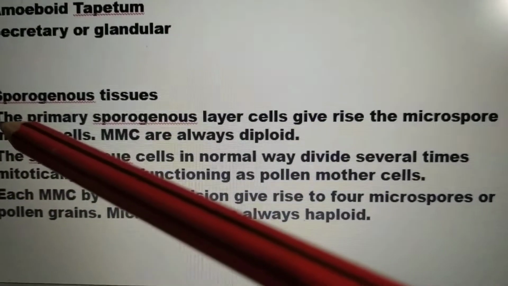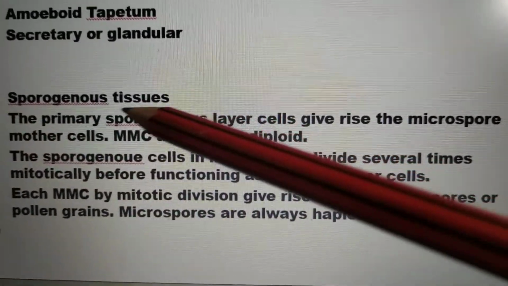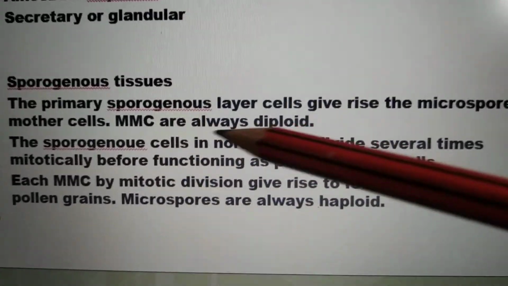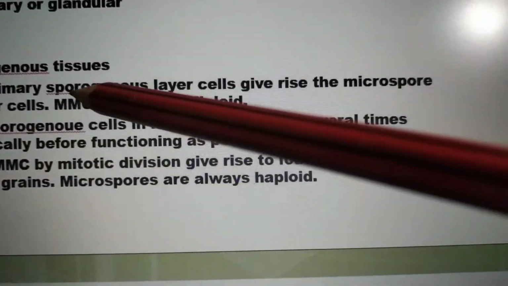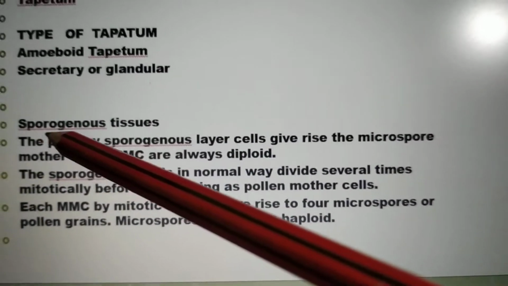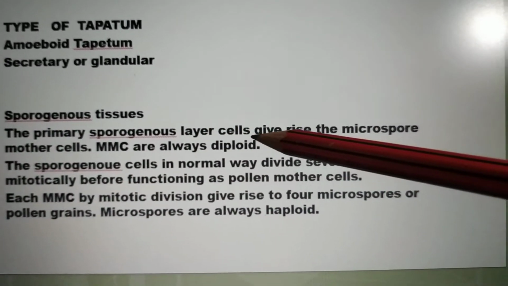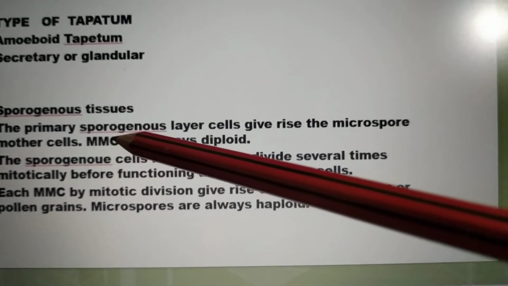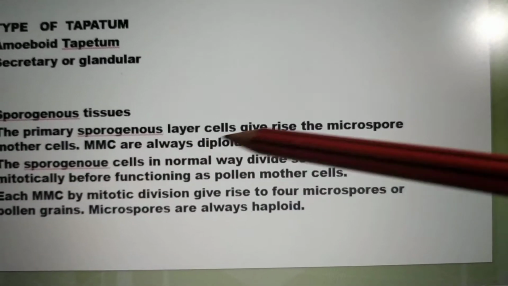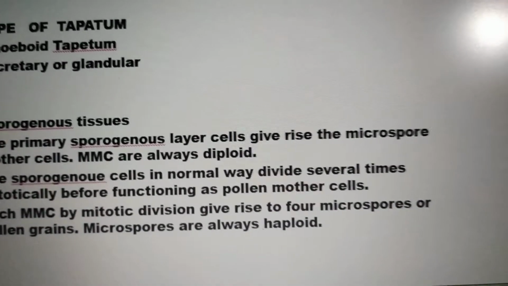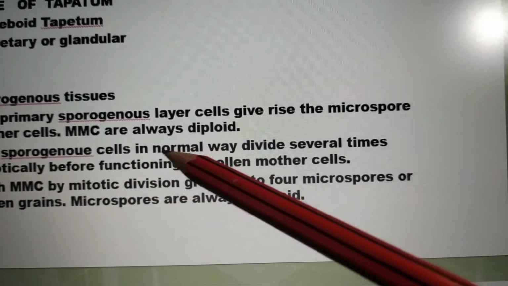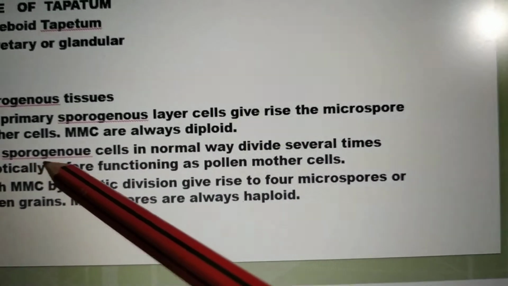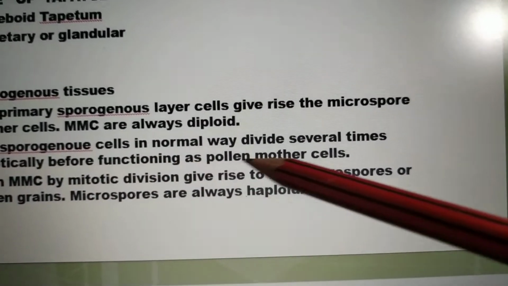Next is the sporogenous tissue. Sporogenous tissue develops into a number of diploid mother cells. Those are called microspore mother cells. So here the primary parietal and sporogenous layer give rise to microspore mother cells. The microspore mother cell, shortly called MMC, is always diploid, or 2N. The sporogenous cell in the normal way divides several times mitotically before functioning as pollen mother cell.